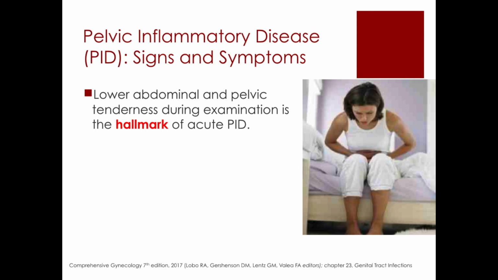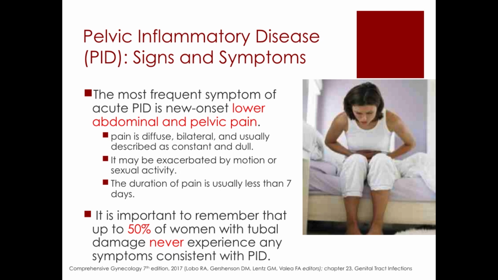Lower abdominal and pelvic tenderness during examination is the hallmark of acute PID. The most frequent symptom of the acute PID is new onset lower abdominal and pelvic pain. Pain is characterized as diffuse, bilateral, and usually described as constant and dull. It may be exacerbated by motion or sexual activity. The duration of pain is usually less than 7 days. Now, it is important to remember that up to 50% of women with tubal damage never experience any symptoms consistent with PID.